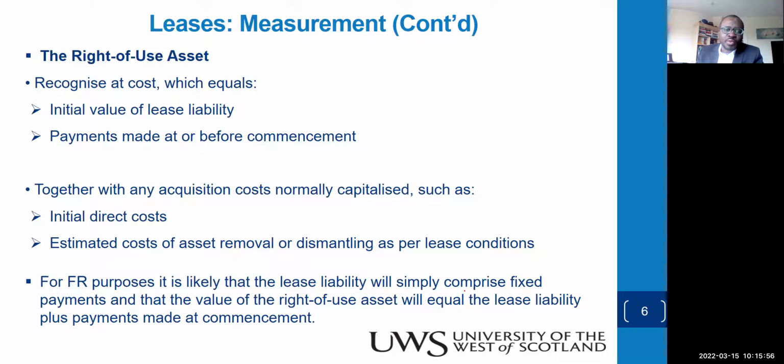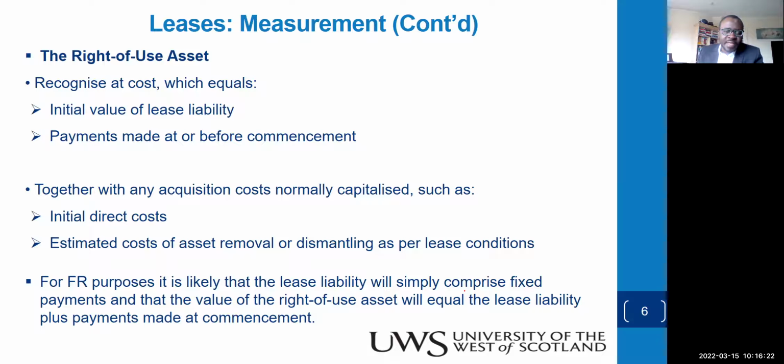And then you know you are supposed to pay 23,000 for the rest of the period. So the 23,000 initial value plus the 3,000 direct cost. Now, together with any acquisition cost, which we normally capitalize as the right of use asset, like I said, any initial direct cost could be a deposit. Any estimated cost of removing or dismantling the asset as per the lease conditions. It could even include installation of the asset. Should all be part of the cost that we capitalize.